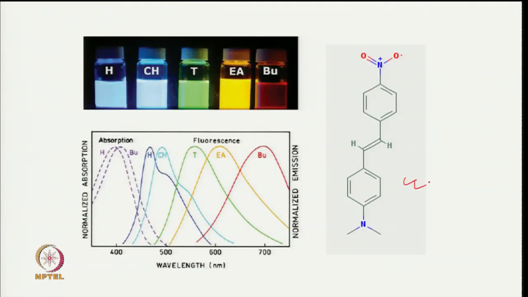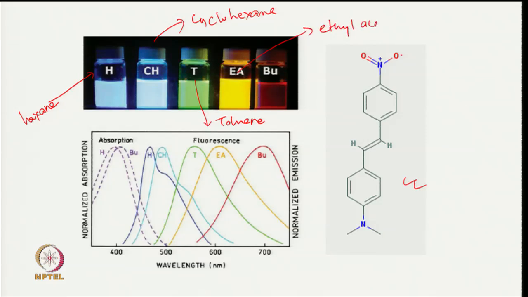Now, look at this dye. What has been done here is the spectra of this dye has been taken in different solvents. For example, H basically tells you about hexane. So, now you have taken this dye in hexane, this is cyclohexane, this solvent is toluene, this is ethyl acetate, and this is your butane.